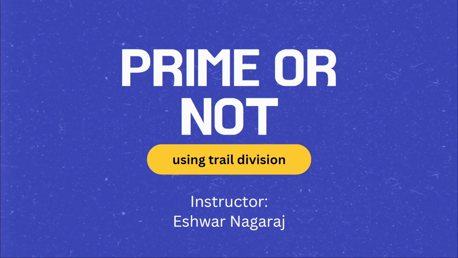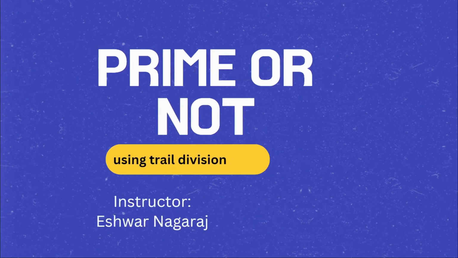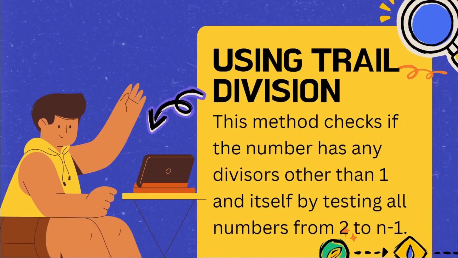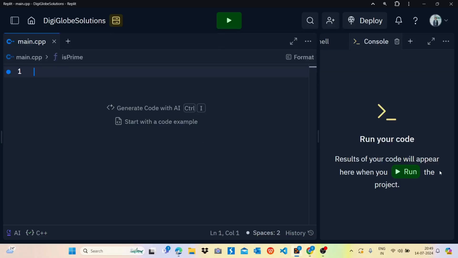In this video, we are going to check whether a given number is prime or not in C++ using the trial division method. So what is a prime number? Any number can be called a prime number if it is divisible by 1 and itself. This method checks if the number has any divisors other than 1 and itself by testing all the numbers from 2 to n minus 1. So this is a kind of basic approach. Let us try to code this.